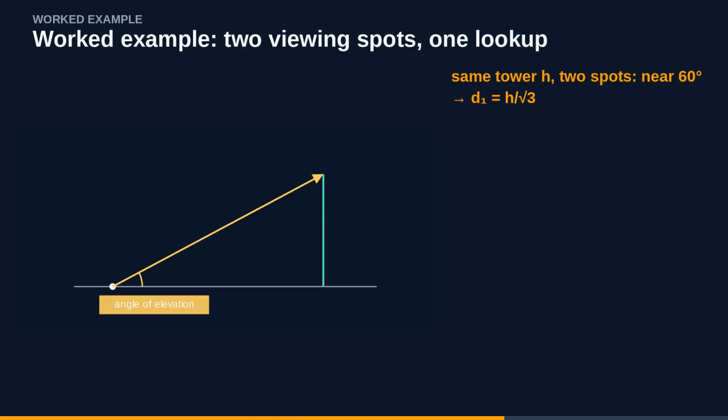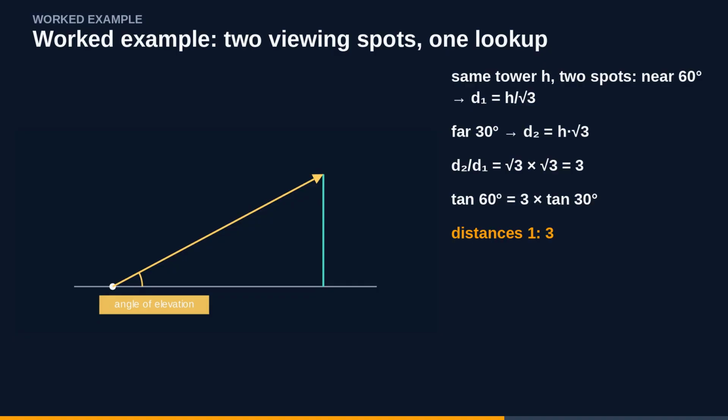Divide the 2. Far over near is √3 times √3, which is 3, because tan 60 equals 3 times tan 30. The far distance is exactly 3 times the near distance. The two distances sit in a 1:3 ratio, and the only table rows touched were tan 60 and tan 30. The trap: the comparison is 1:3, not 1/√3. Divide both tan values fully. Stopping after tan 60 alone leaves √3 on the page and loses the mark.